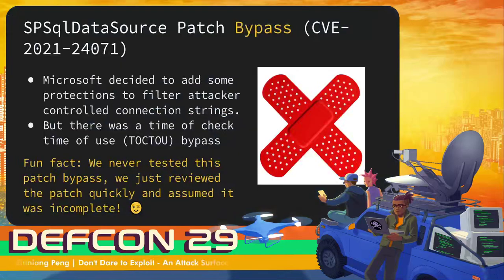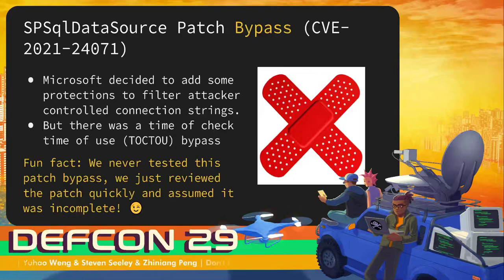And the SPCycle data source file disclose bug had a patch bypass. It was interesting because this particular bypass was a tunnel trick used in the way that they track the connection string. To be honest, we never tested this patch bypass. We just reviewed the patch quickly and thought it was vulnerable.